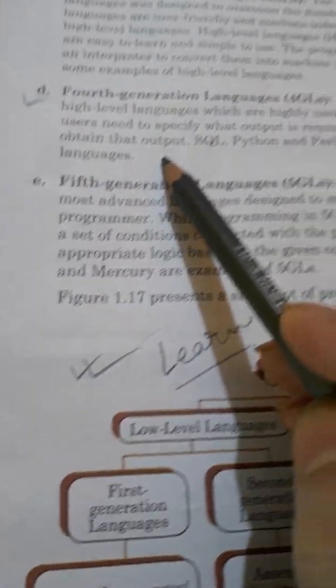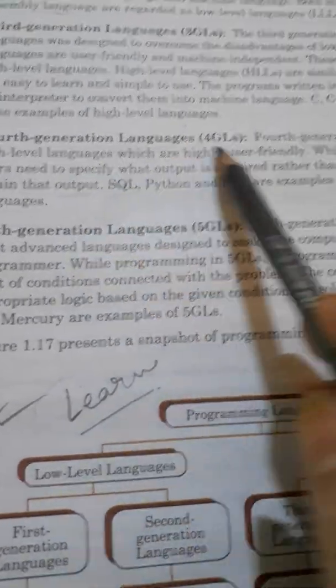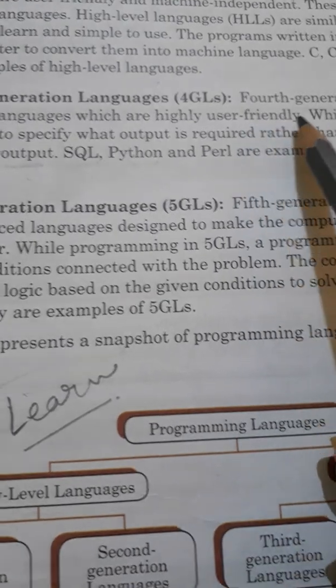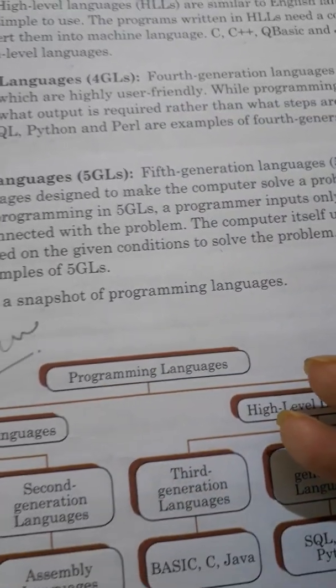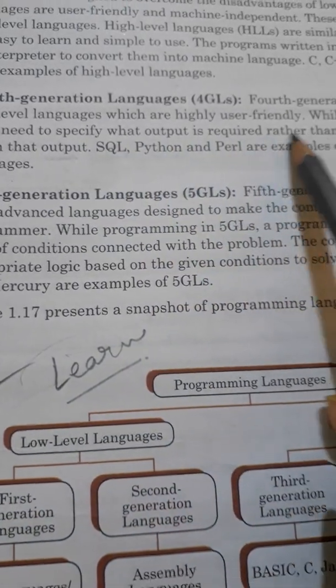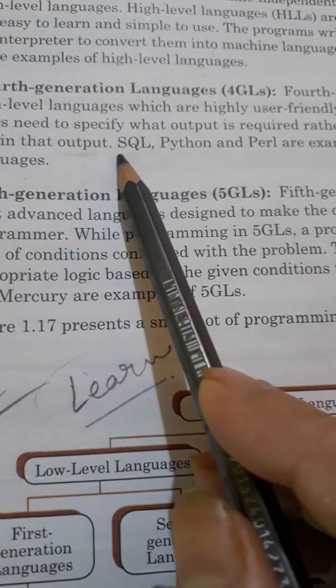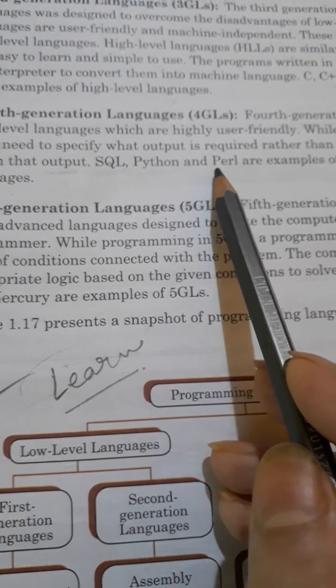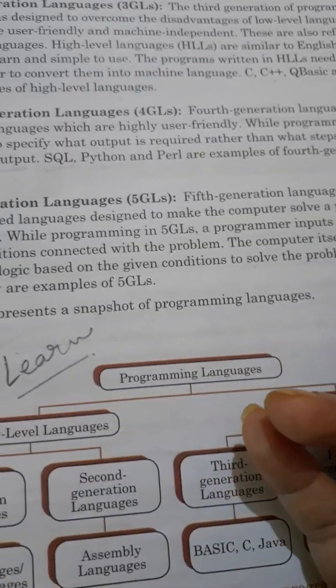Now come to the fourth generation languages. Fourth generation languages are modern high level languages which are highly user friendly. Within programming in 4GL, the user needs to specify only the output required. Examples are SQL, Python and Perl, examples of the fourth generation.